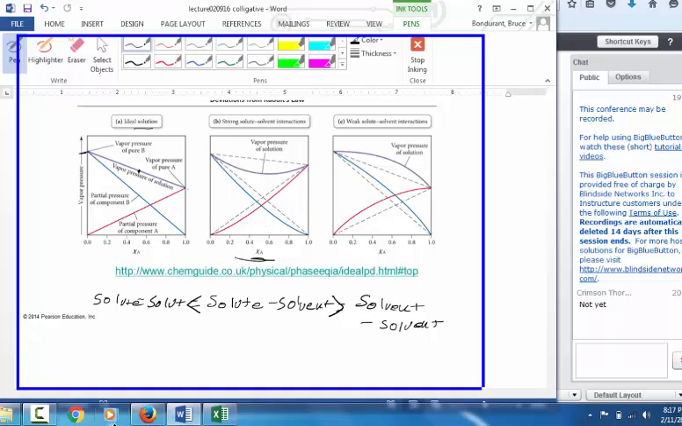Now, on the other hand, you could have the other case where the solute and the solvent actually break up their interactions. In that case, the solute-solvent interaction is less than solute-solute and less than solvent-solvent, and then you get sort of the opposite, an upward curve, where the vapor pressure of the mixture is greater than the average of the two vapor pressures, the weighted average of the two.